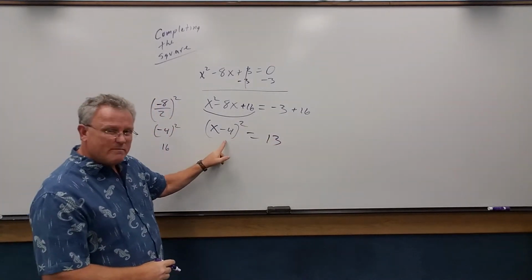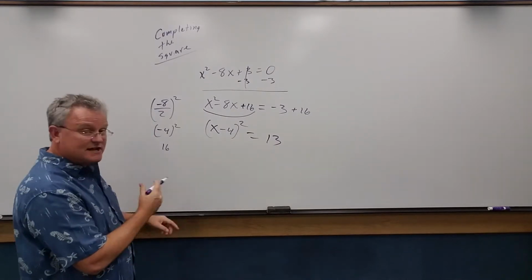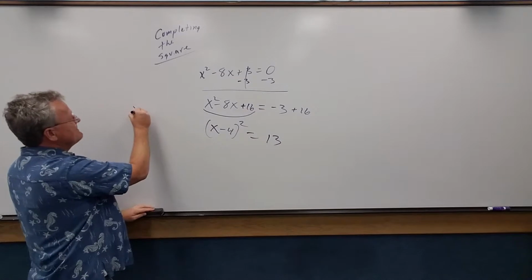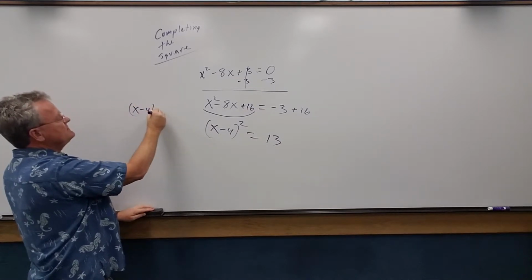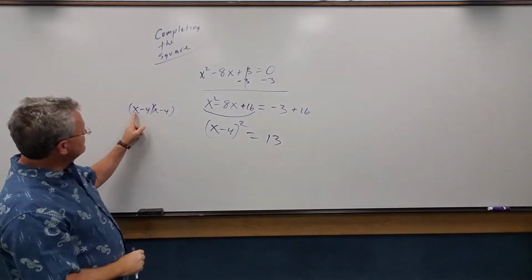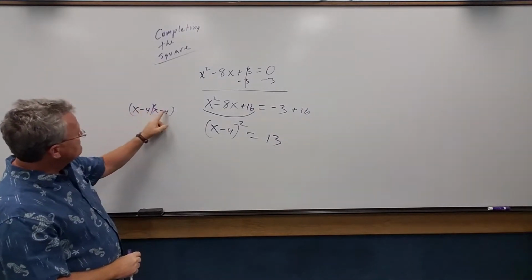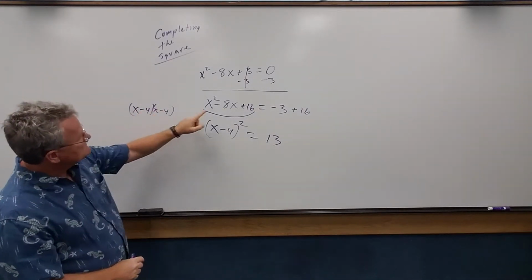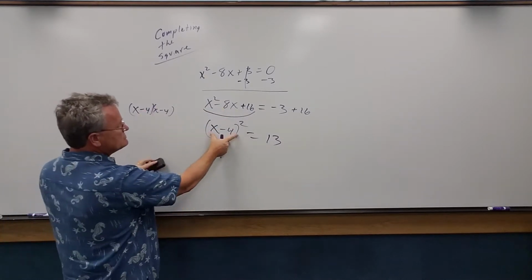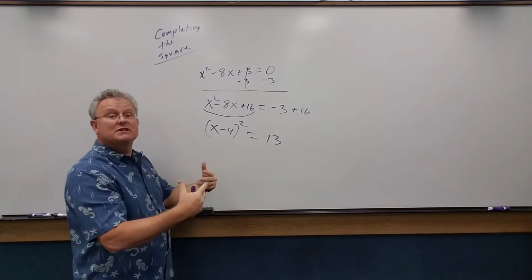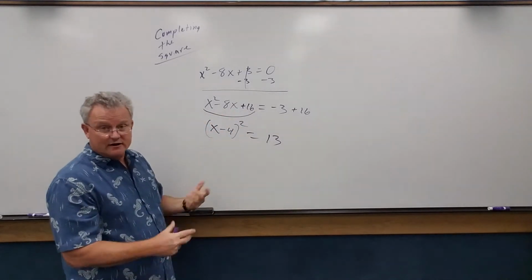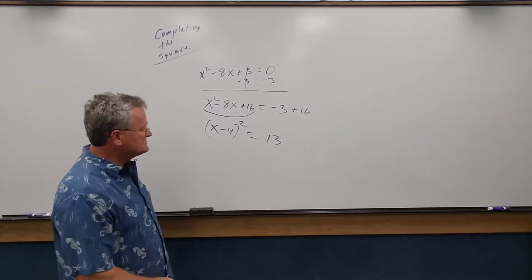Now just to go back here, if you multiply this out just to illustrate, if you multiply x minus 4 squared, that means x minus 4 times x minus 4. When you multiply, you get x squared minus 4x minus 4x is minus 8x plus 16. So we completed the square. This is now a perfect square. So that's why it's called completing the square.